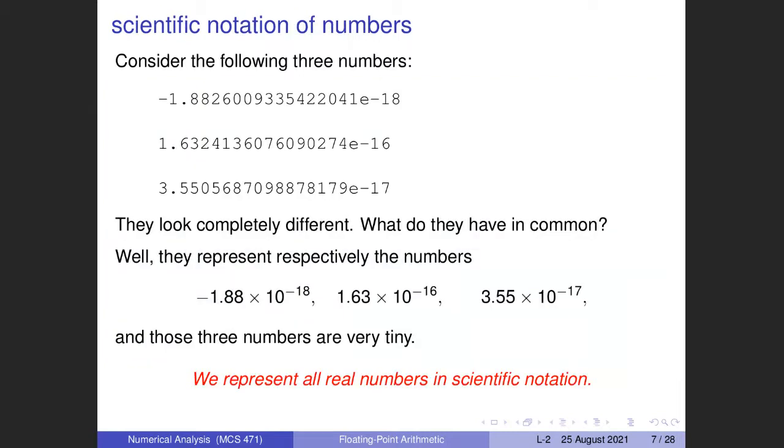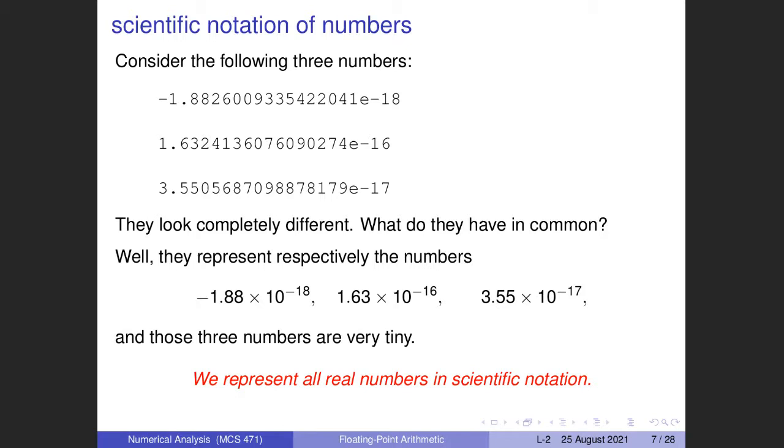Speaking of 0, let's take a look at these three numbers now. They all look very different. If you look at these numbers, they couldn't be more apart from each other. But they have something very important in common. They are written in scientific notation.